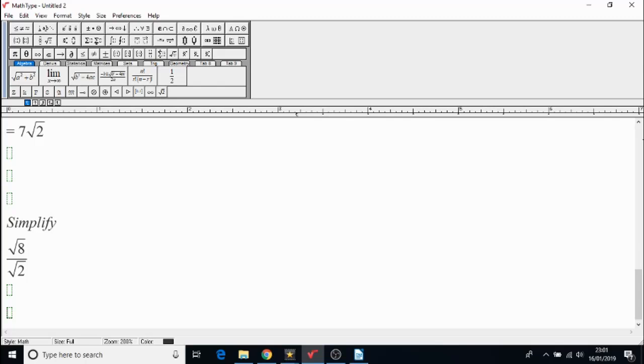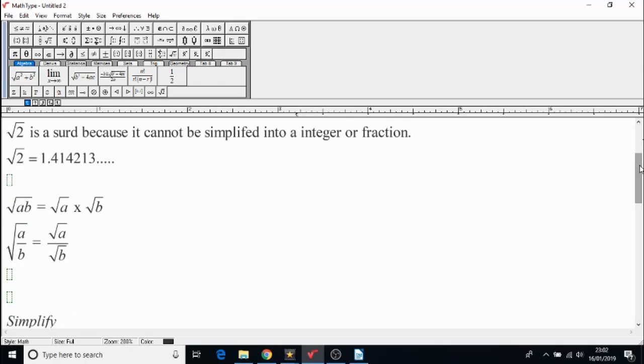Simplify the square root of 8 over the square root of 2. Now, if you remember the rule, as I just said, let's go to the rule. The square root of A over B is the same as square root of A over square root of B. So that means also, because they're interchangeable, the same way how something written like this can be written in this format, the same way this format can be written like this format.